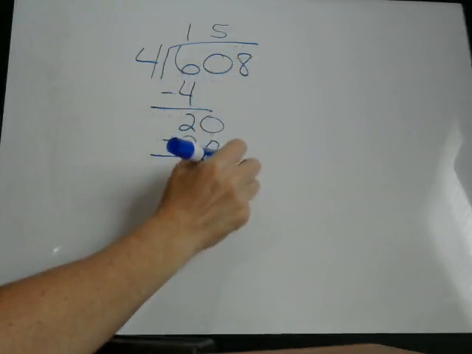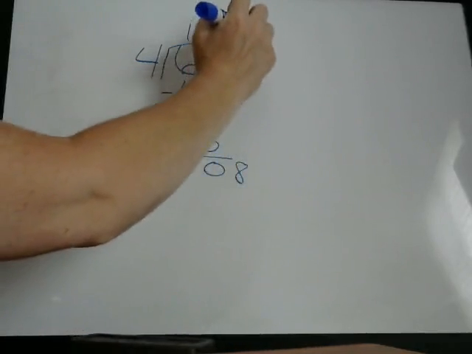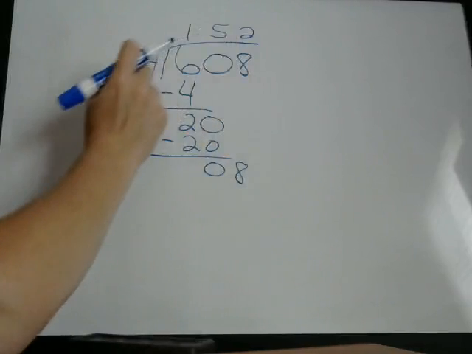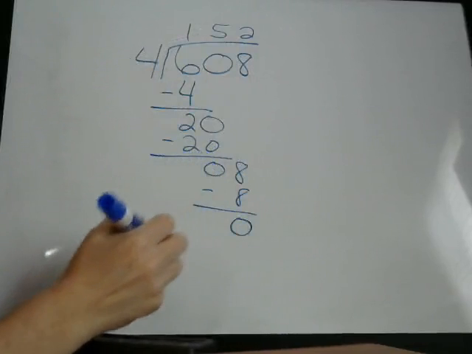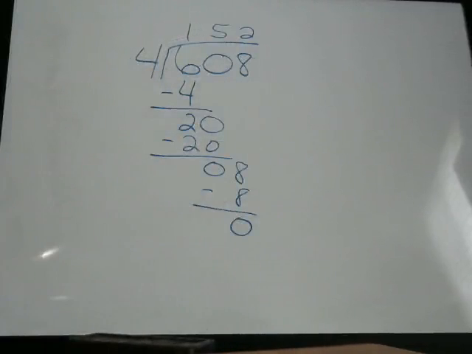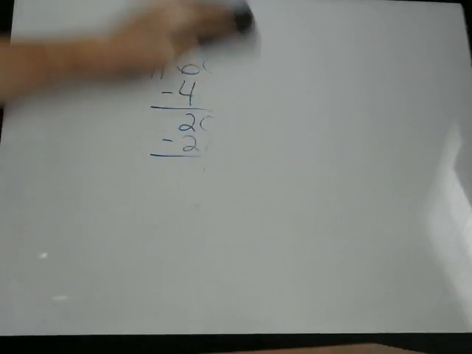Then we have to bring this number down. How many times does 4 go into 8? It goes 2 times. 2 times 4 is 8. We write that number down, do a subtraction. 0. We don't have any more numbers, so we're done. The answer is 152. Now let's do something a little more complicated.